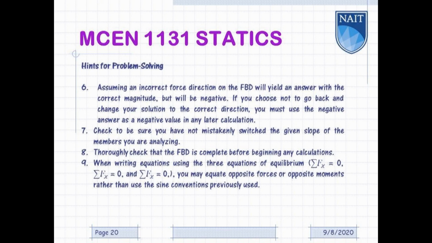Six. Assuming an incorrect force direction on the free body diagram will yield an answer with the correct magnitude, but one that will be negative. If you choose not to go back and change your solution to the corrected direction, you must use the negative answer as a negative value in any later calculation. 7. Check to be sure that you have not mistakenly switched the given slope of the members that you are analyzing. 8. Thoroughly check that the free body diagram is complete before beginning any calculations. And 9. When writing equations using the three equations of equilibrium, you may equate opposite forces or opposite moments rather than use the sign conventions that we've previously used.